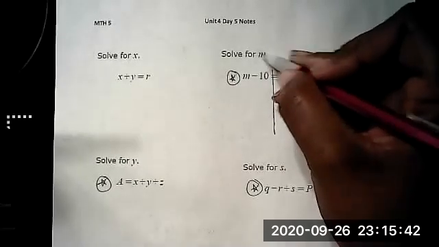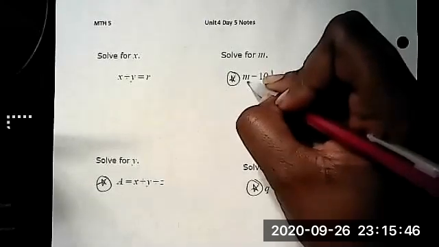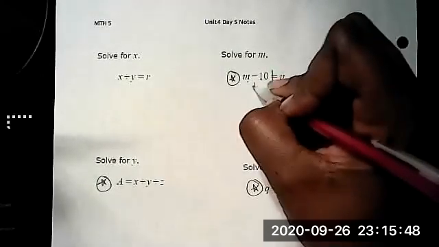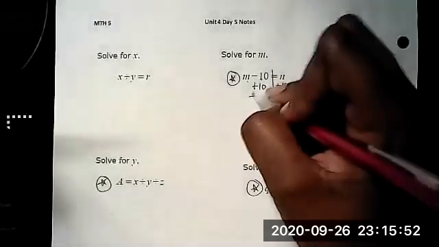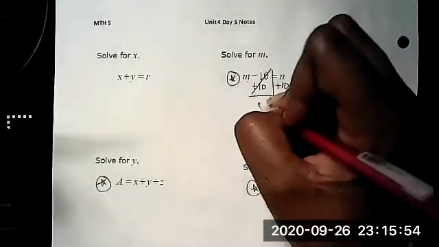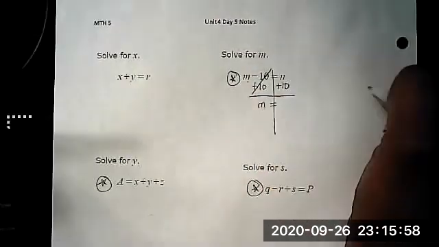Remember that, because this is where it gets weird. Okay, so I'm trying to get m by itself. Get rid of 10. Once 10 is gone, I've accomplished what I need to accomplish. Okay, so now m is by itself. That is what I wanted. When you solve for m, you get m by itself.